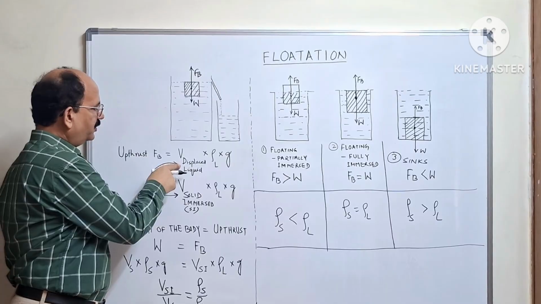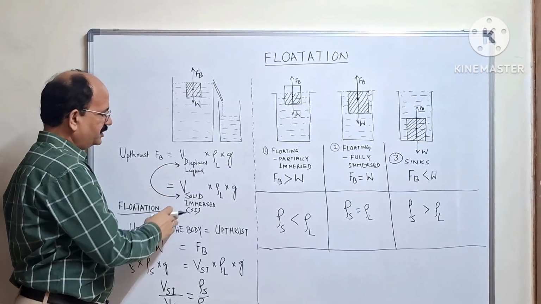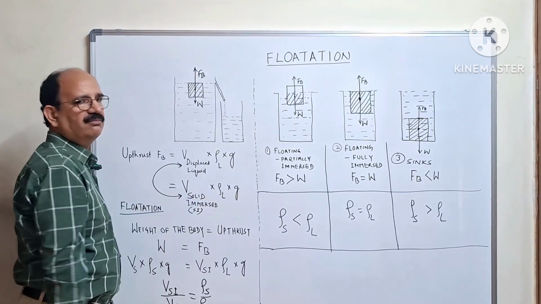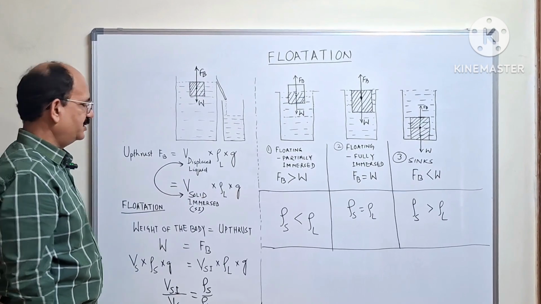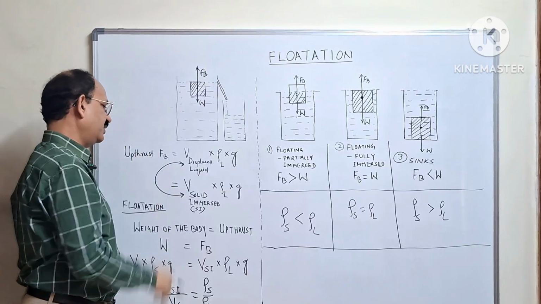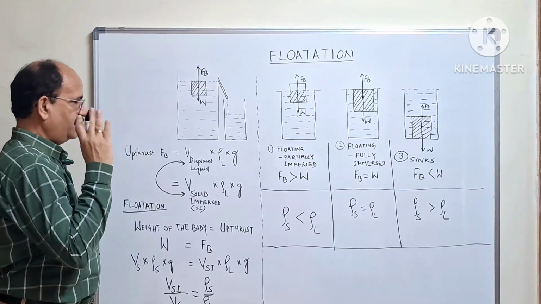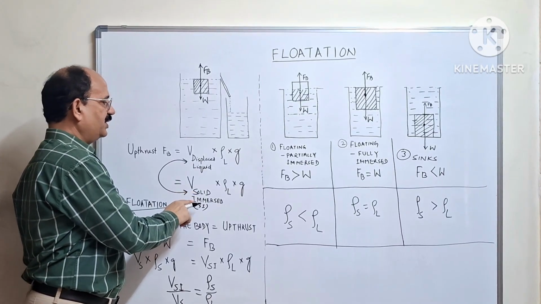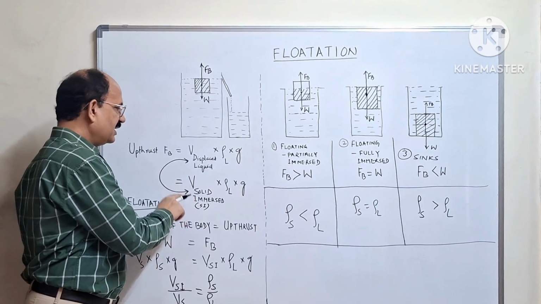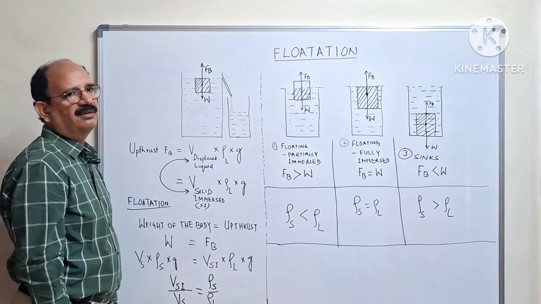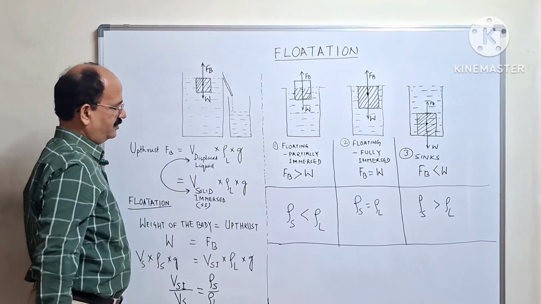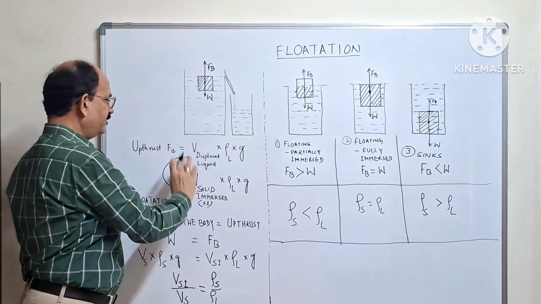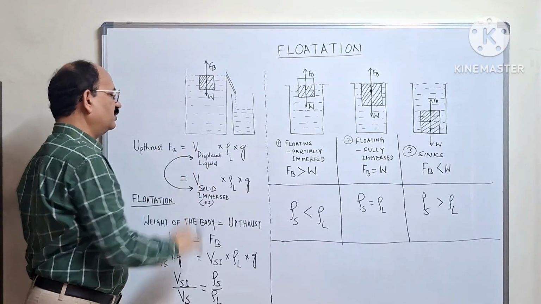And therefore, volume of the displaced liquid must be equal to the volume of the solid immersed, multiplied with the rho of the liquid multiplied by the acceleration due to gravity. And that's how you find the upthrust. Be clear that this is volume of the solid immersed, which is replacing exactly the same volume of the liquid. Okay? And this is the link between the solid volume and the volume of the displaced liquid.